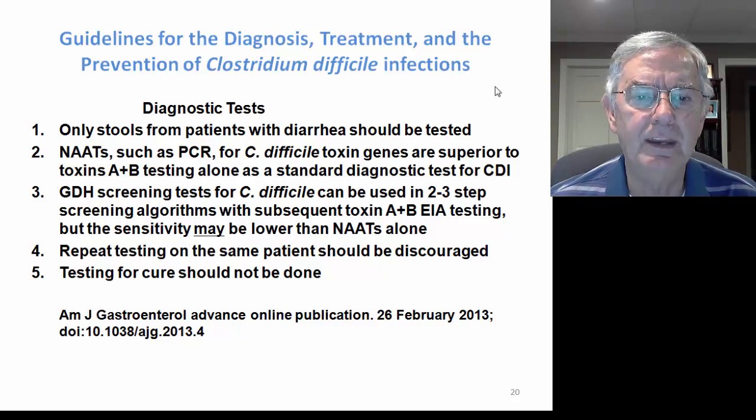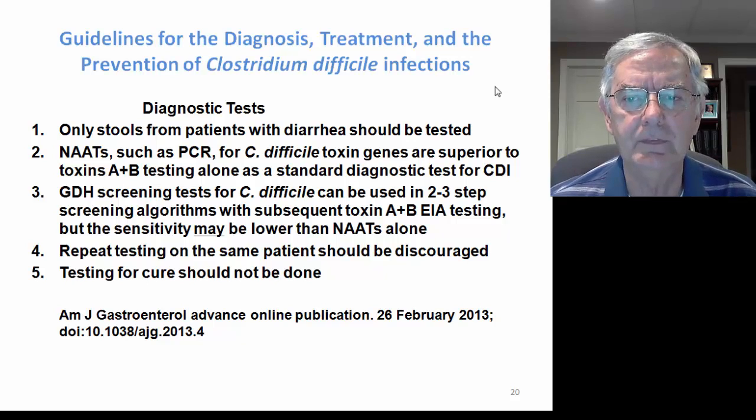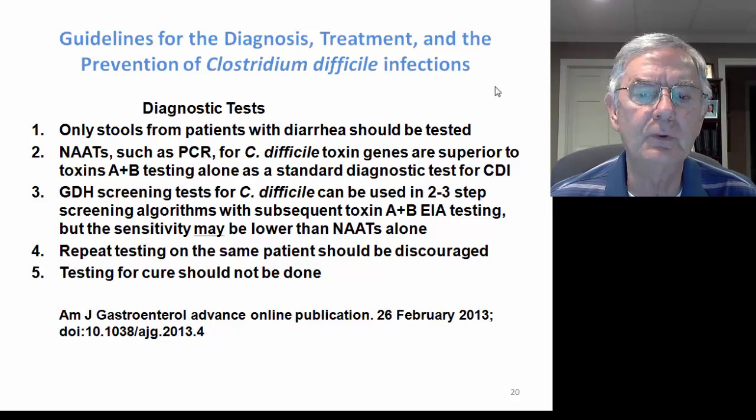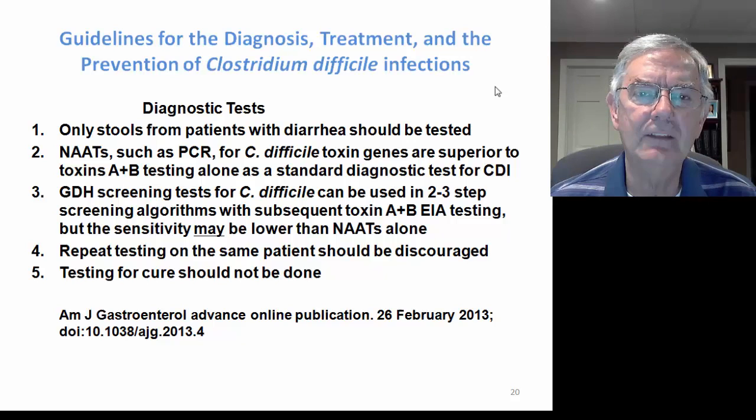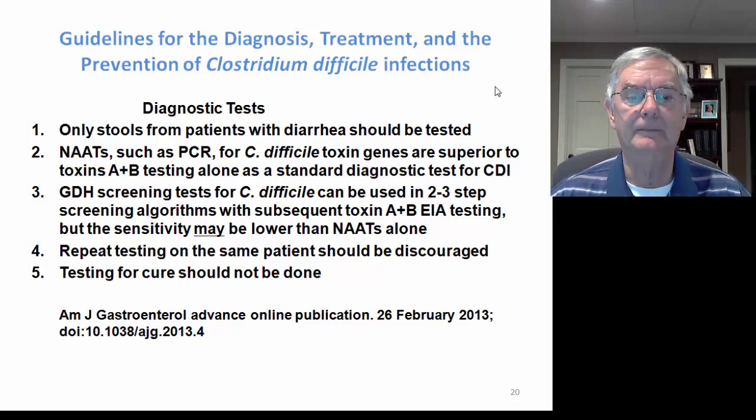The glutamate dehydrogenase (GDH) screening test for Clostridium difficile can also be used in a 2 to 3 step screening algorithm with subsequent toxin testing by enzyme immunoassay. The sensitivity of this process may be a little lower than PCR alone, but it's still very good when you combine the GDH plus the nucleic acid amplification test.